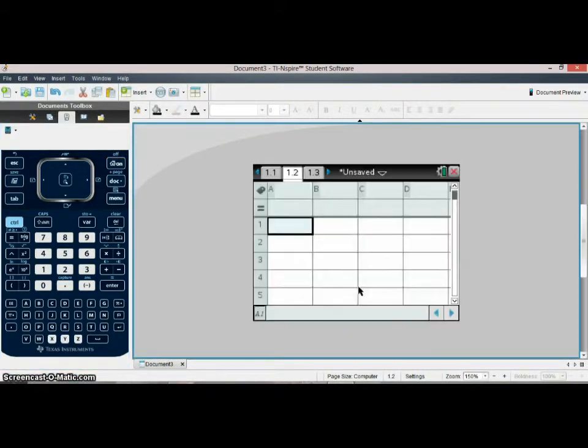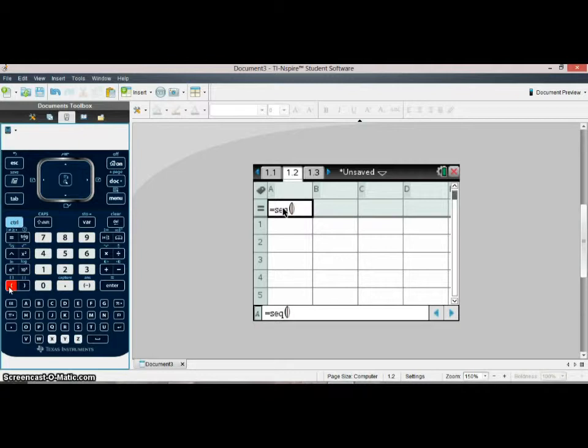So we're going to go to lists and spreadsheets, and instead of typing all my function values in, I'm going to be a little lazy, but I'm going to teach you something. It's called sequence, and you can put SEQ just like that, and then you can kind of cheat and have the calculator do work for you. So what we want to do is approach our limit as x approaches 2 from both sides. So I'm going to put it in parentheses.